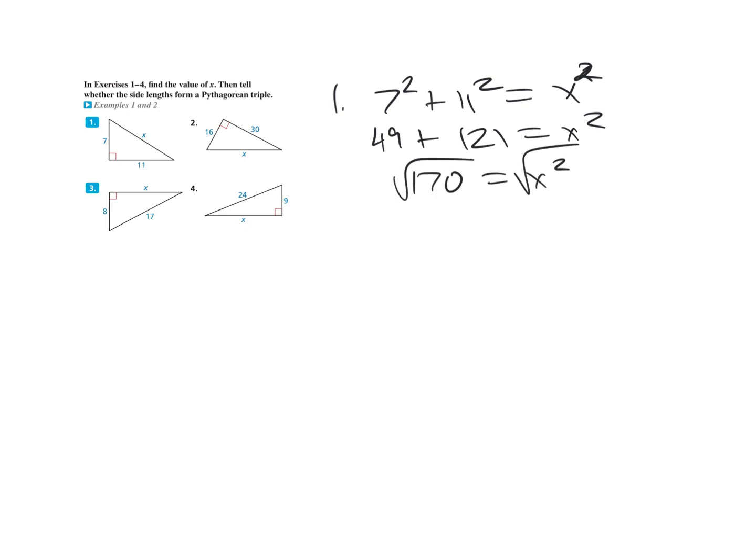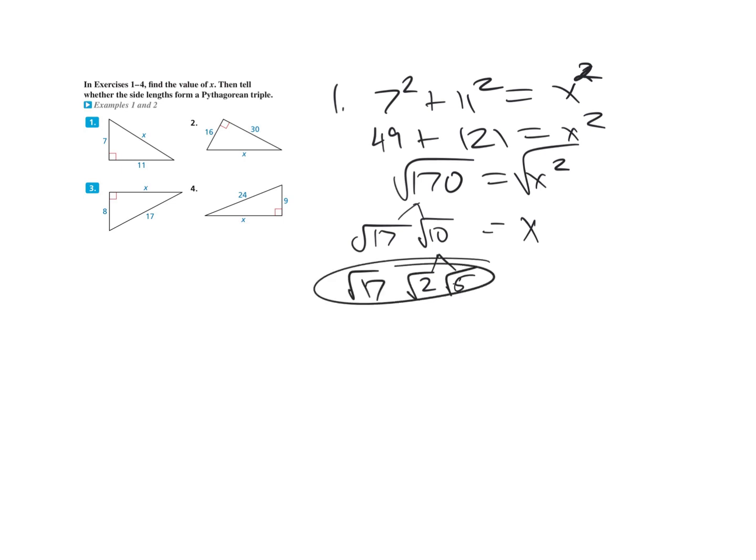So you take the square root of that, and you get, we break it down. So that's 17 times 10. That doesn't break down, okay? Because that is 2 and 5. And none of those break down, so the answer should be the square root of 170. So it's not a Pythagorean triple. Pythagorean triple means it would have to actually be a perfect square root.